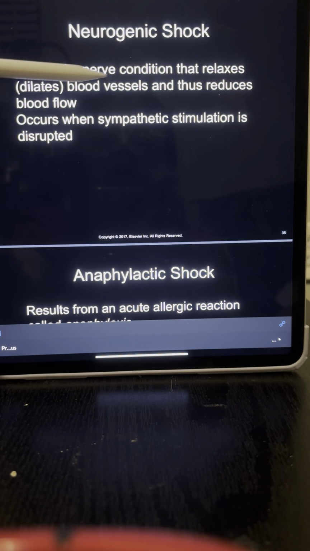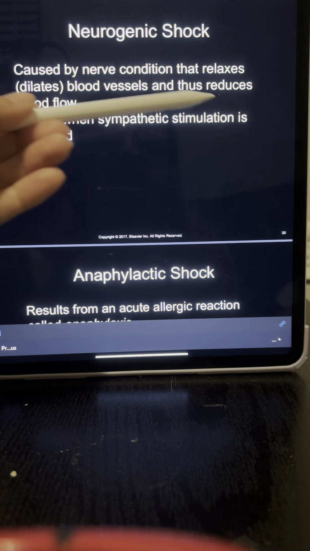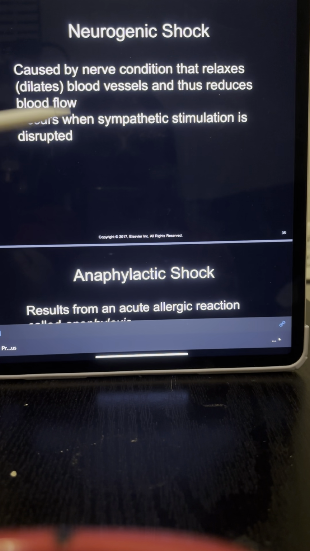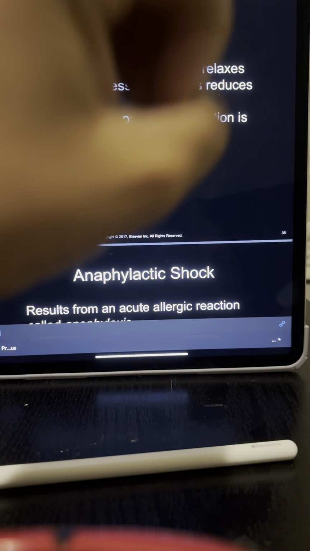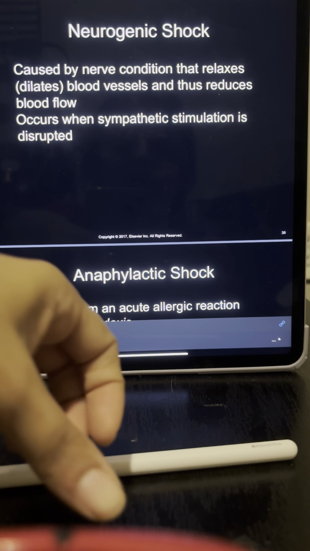Neurogenic shock is caused by a nerve condition that relaxes the blood vessels and thus reduces blood flow. This occurs when sympathetic stimulation is disrupted. A lot of times you're going to see this with paraplegics. Because your sympathetic system is out of whack, the blood vessels relax. If my diameter is used to 10, as my vessels relax, they widen, right? So now I'm at a 20 instead of a 10, and there's not enough blood to fill up that vessel to cause any pressure for exchange, right?